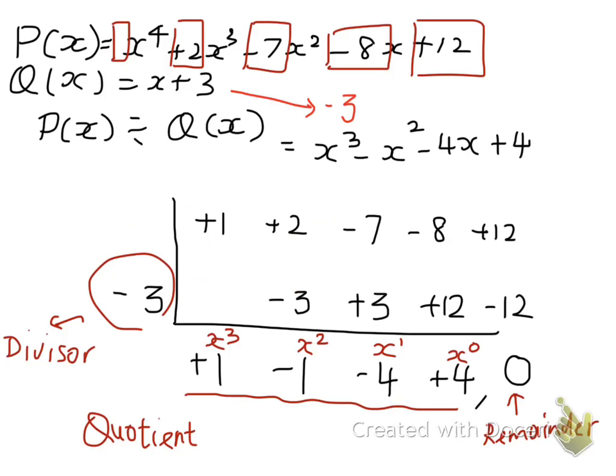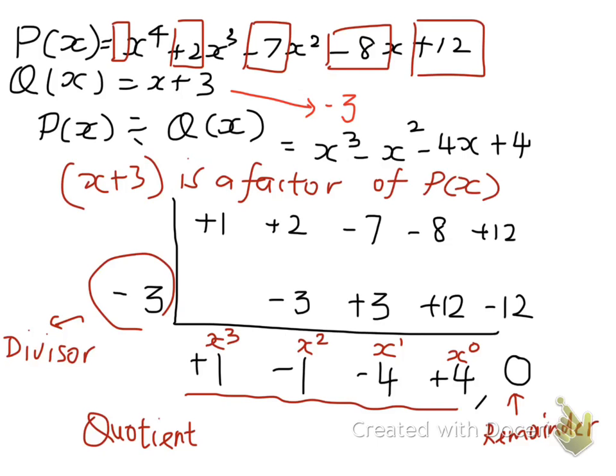Okay, let's go back here and say now, if you have px, which is x to the power 4 plus 2x cubed minus 7x squared minus 8x plus 12, and you divide by x plus 3, which is the qx there, what is the remainder? 0, which we worked out, right? So what is x plus 3 to this function px? We also say x plus 3 is a factor of the function px, yeah? Okay? Alright, are we okay with that? So this is called the factor theorem.